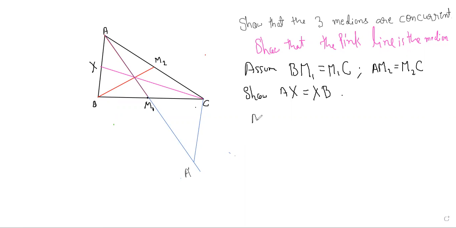Note that A, B, A prime, C is a parallelogram. You can see that, because the diagonals bisect each other. See, it's a parallelogram. The opposite sides are parallel. Try to build on that.